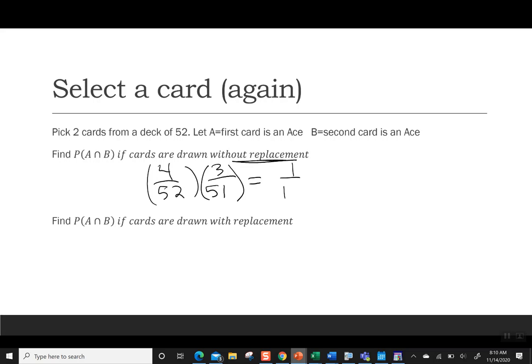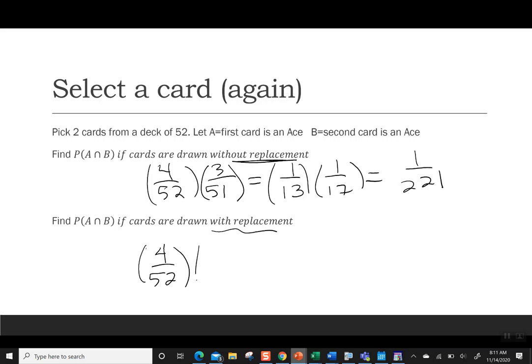4 out of 52 we can reduce to 1 over 13. 3 over 51 actually reduces to 1 over 17. So let's just multiply 17 times 13 and we get 1 over 221. I'm going to change it just slightly and say next time let's replace it. So if we're going to replace it, there are 4 aces out of 52 cards at first, but then I put the card back in. So again, there are 4 out of 52. This time this is 1 over 13 times 1 over 13. This is 1 over 169.